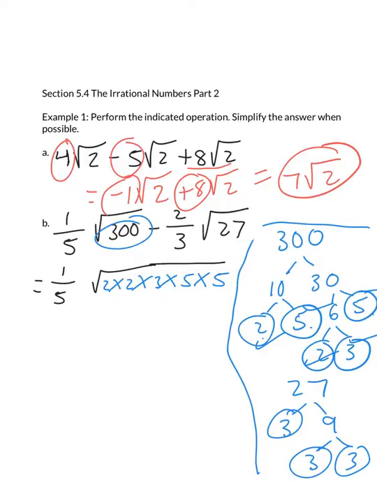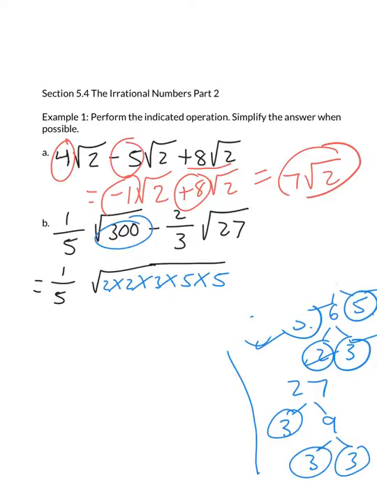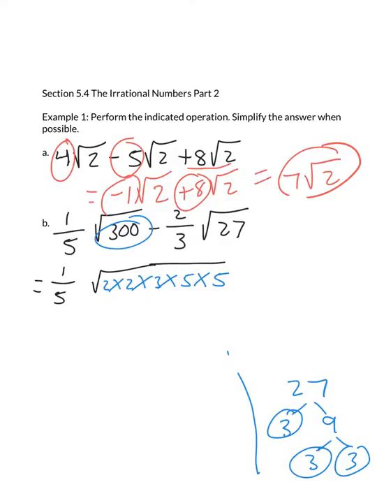Two times 2 times 3 times 5 times 5. There we go. And now I'm going to erase to create some room since I'm done with the 300 square root anyway. And bring down your minus symbol. Bring down your 2/3. Leave a little bit of space between that number and the square root symbol.